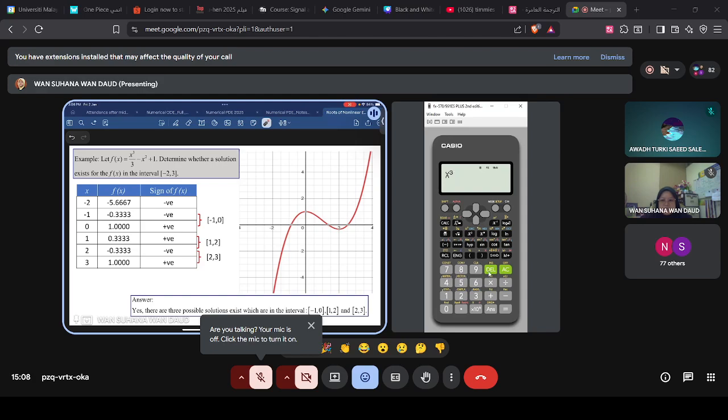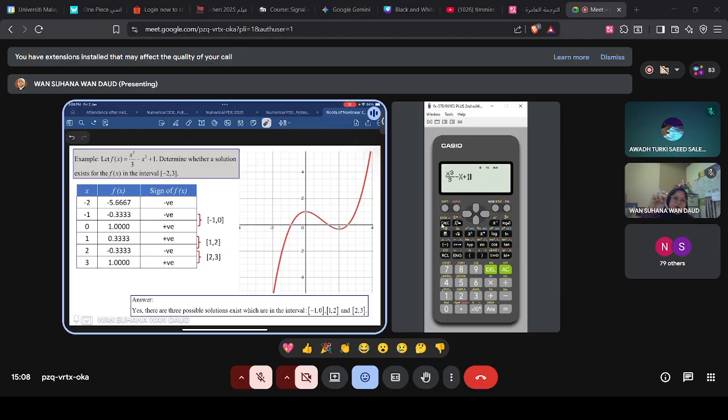Okay, sorry, I forgot to put this. Okay, x to the power of 3 divided by 3, minus alpha x, plus 1. So I want to know what is the value of x.